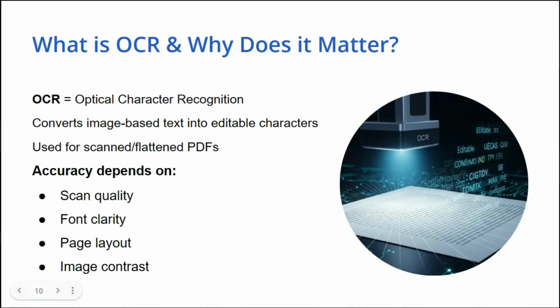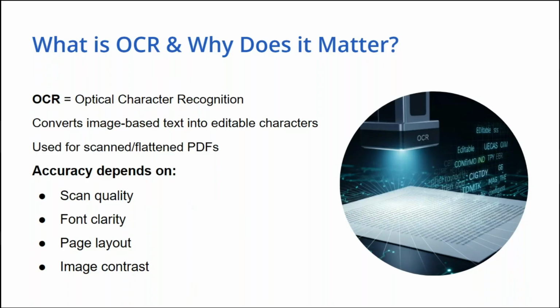What is OCR and why does it matter? I have mentioned OCR several times now, but what is it? OCR stands for Optical Character Recognition. It is the process of turning images of text into editable content. Because we are not always talking about letters, sometimes we are talking about images of letters. So we need the OCR to convert that image-based text into editable characters, that is, letters.